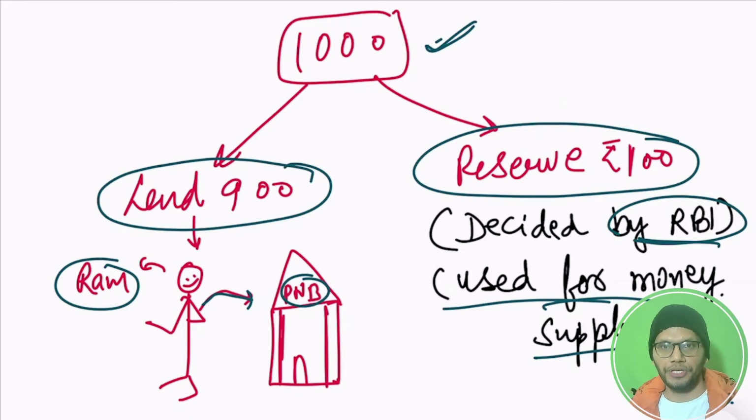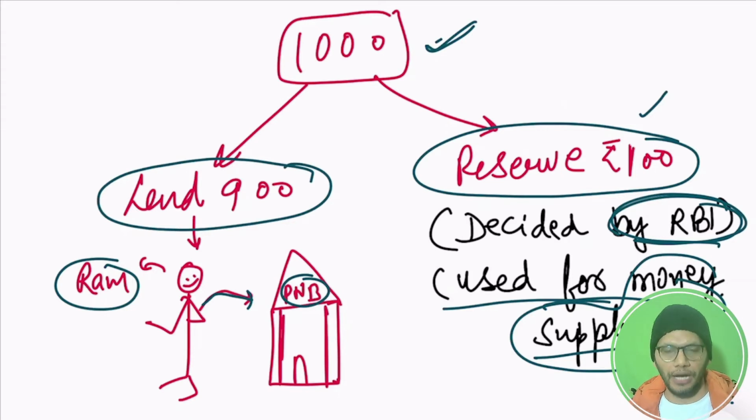Now, who decides how much money the bank is going to keep as a reserve? This is decided by the RBI, and it is called the Reserve Ratio. Why is this Reserve Ratio used by the RBI? It is used to control the money supply. If the Reserve Ratio is very high, it means the bank needs to keep more money as a reserve and has less money to lend to people. It will decrease the overall money supply in the market.